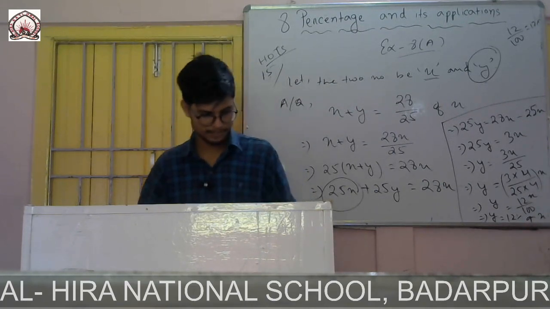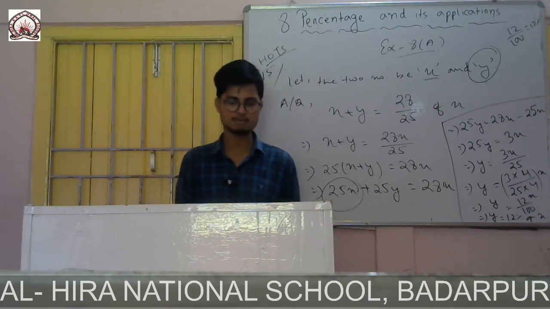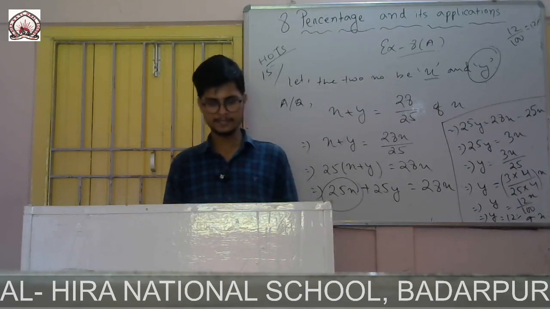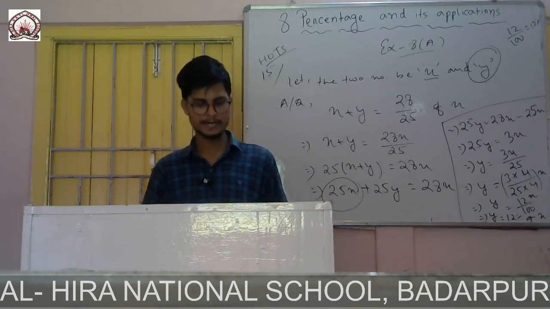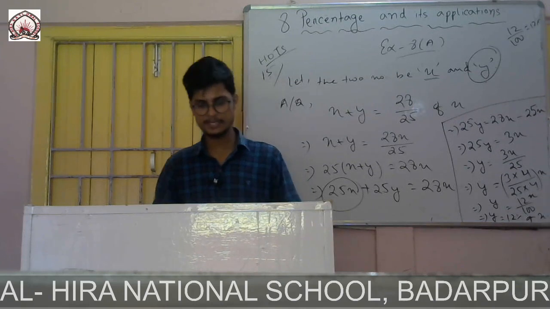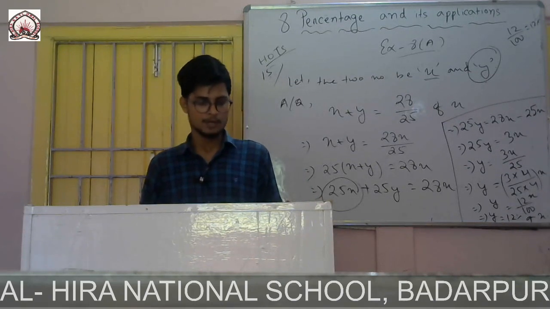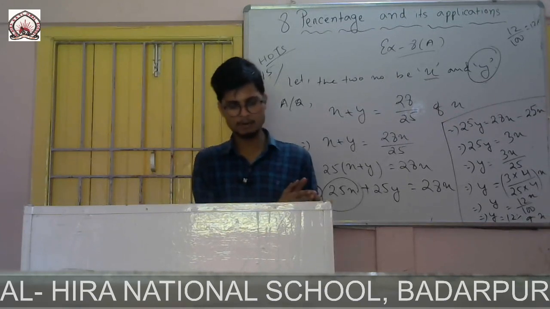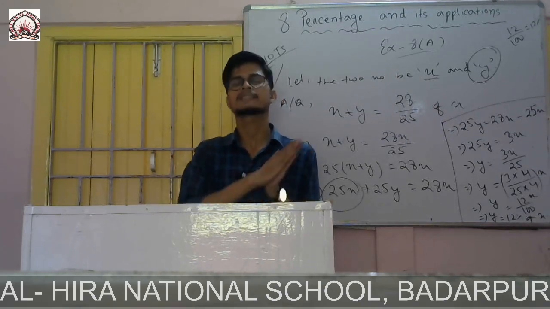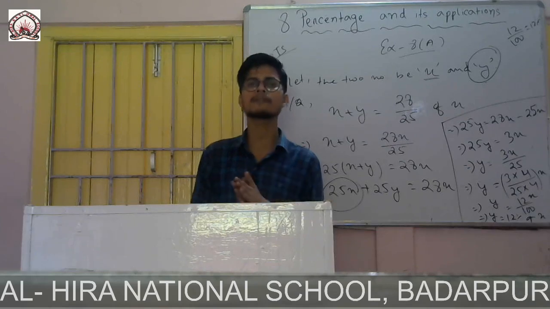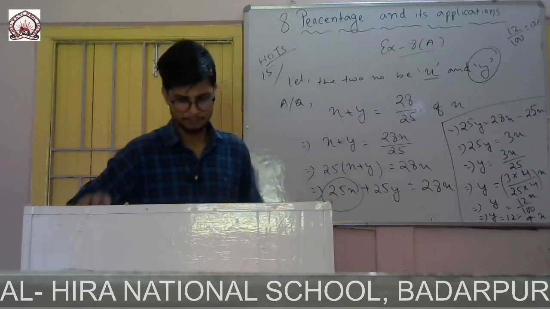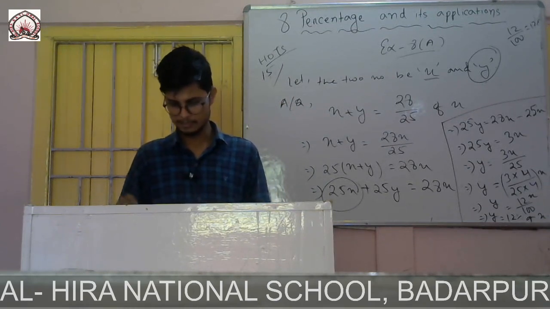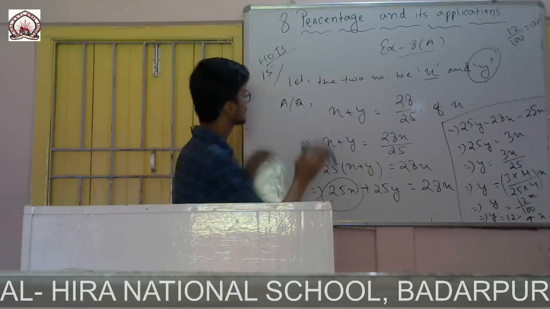Now exercise number 8b, question number 1. A man whose income is rupees 576 a year spends rupees 432 a year. What percent of his income does he save? To find the saving, first of all from the total income we have to subtract the expenditure. Then only can we find the percentage that he saves.